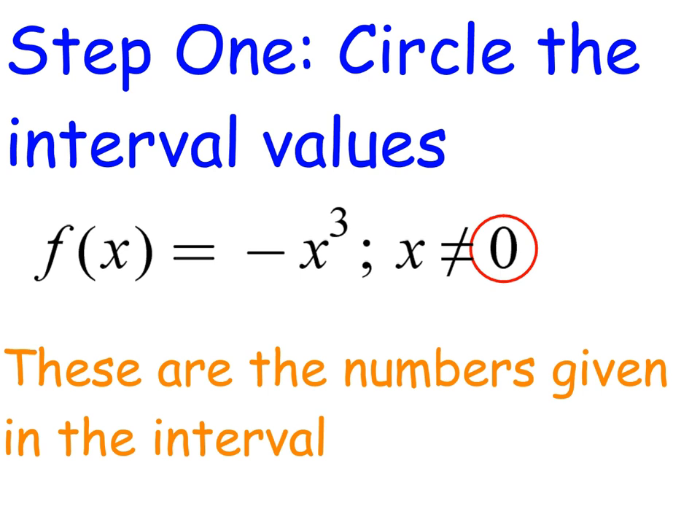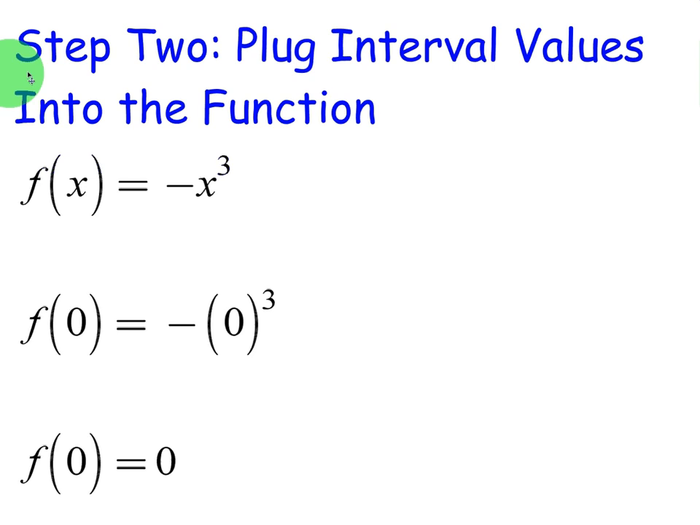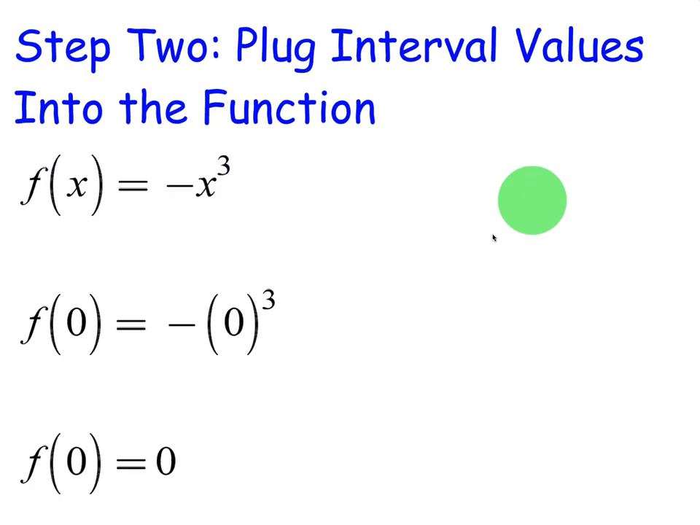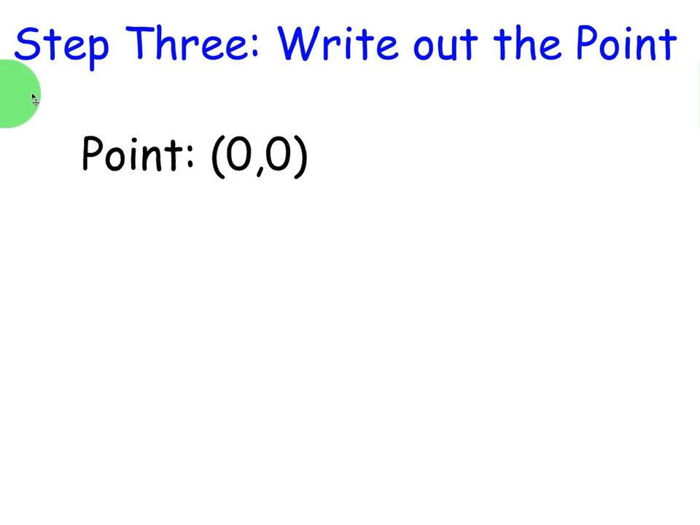Okay. Step 1, circle the interval values. Same steps as we did for example 1. So here's my interval value 0. These are the numbers given in the interval. Okay, pretty simple. Step 2 is to plug the interval values into the function. My function is f of x equals negative x cubed, so I'm going to plug that interval value into negative x cubed. So plug the 0 in for x, and then you get f of 0 equals 0. Step 3 is to write out that point, so the point's going to be 0, 0.